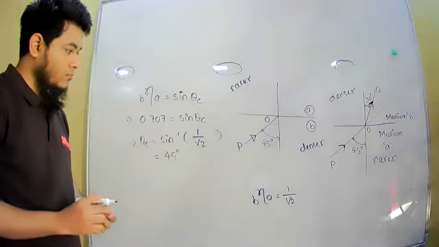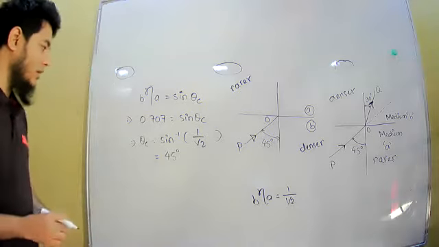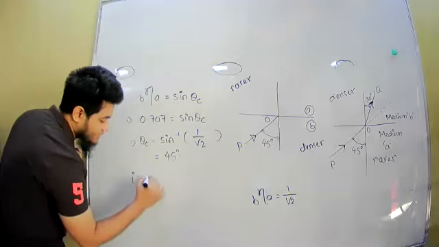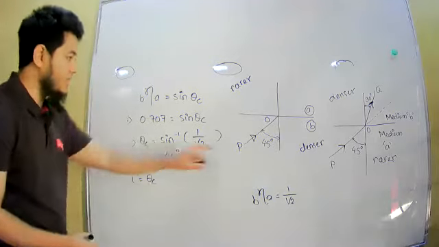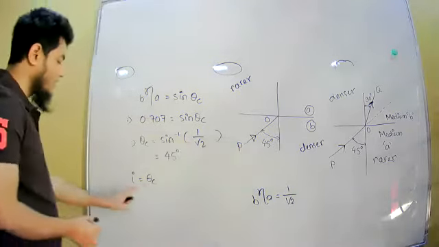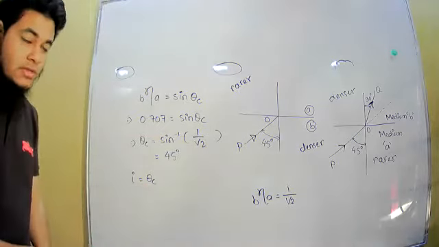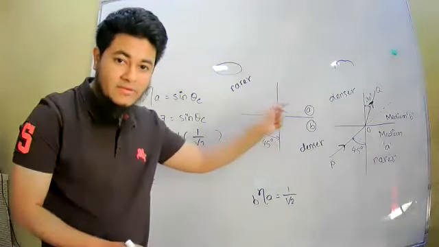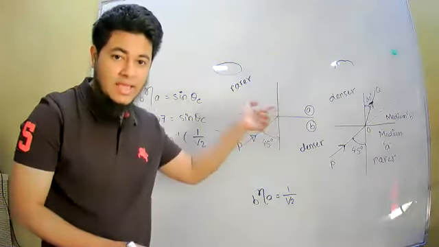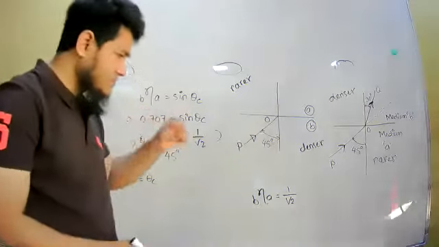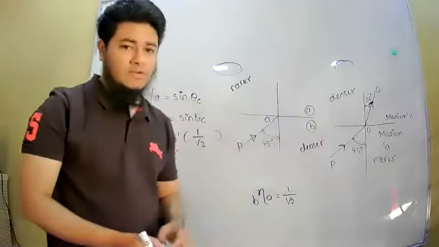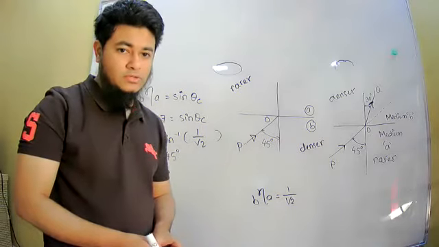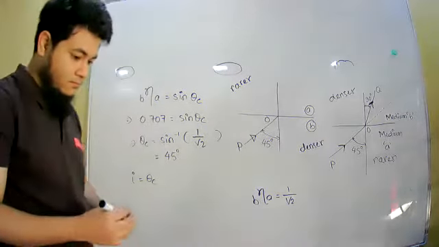Yes, sir, 45 degrees. Okay, so now we can see that the incident angle is equal to the critical angle. The incident angle is 45 degrees and the critical angle is also 45 degrees. So when the incident angle becomes equal to the critical angle, the refraction angle becomes 90 degrees and it passes through the surface of separation. Understood? Yes.